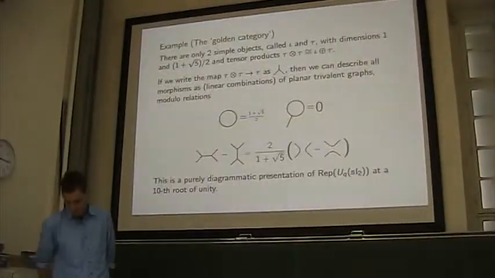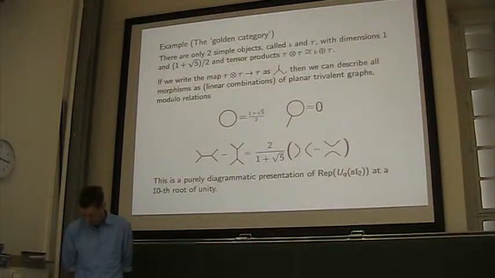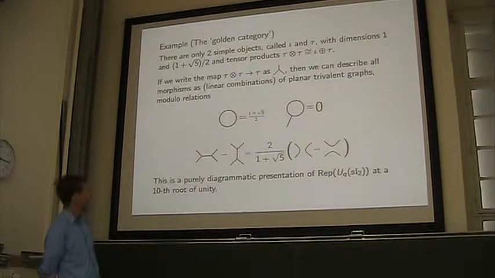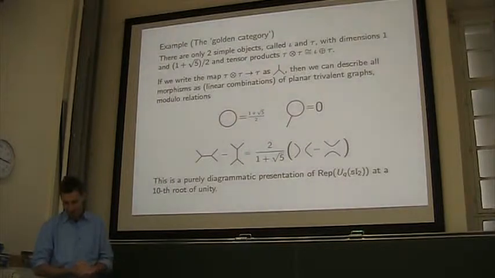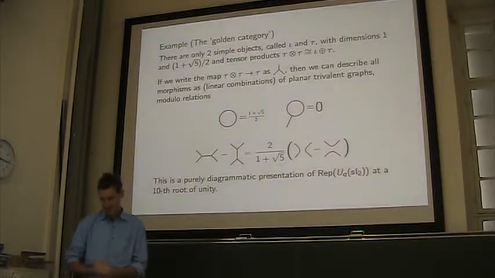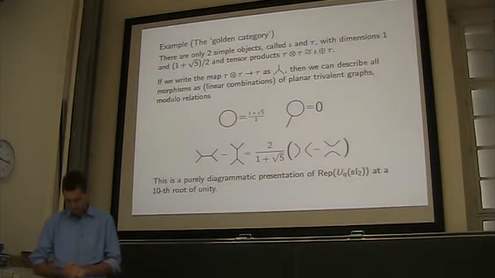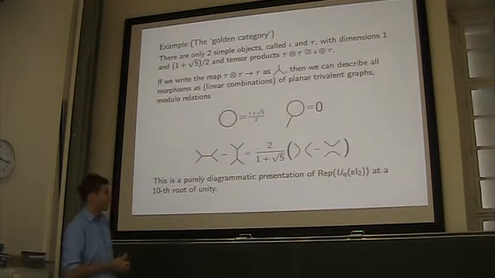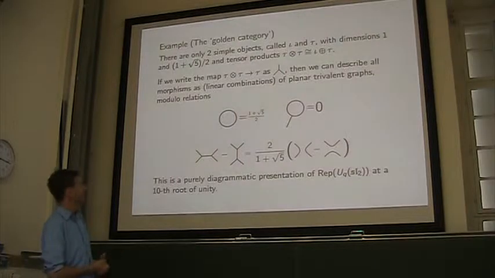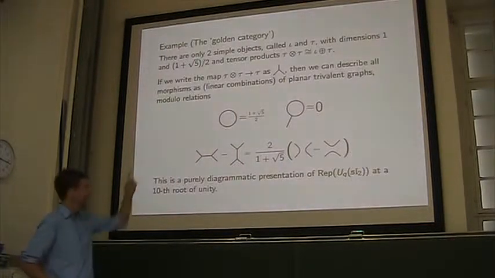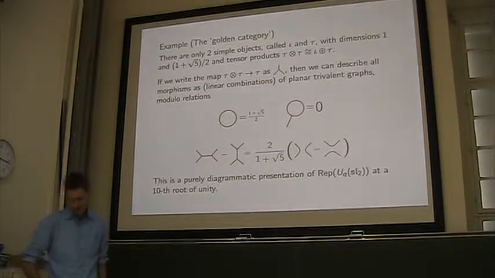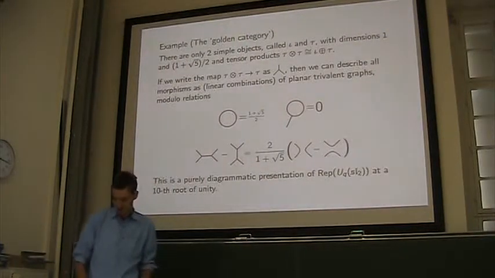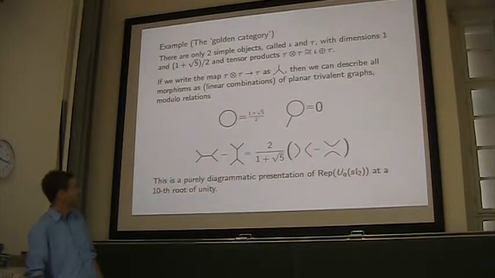Okay. So let's start with an example. I guess one that's not a finite group, just to be very explicit. So here's the golden category. It's a very nice one. It has two simple objects, which we can call iota and tau here. Objects in fusion categories have dimensions, and these ones have dimensions 1 and the golden ratio. And the Grothendieck ring is very simple: the tensor square of the tau object is just the trivial plus another copy of the tau.